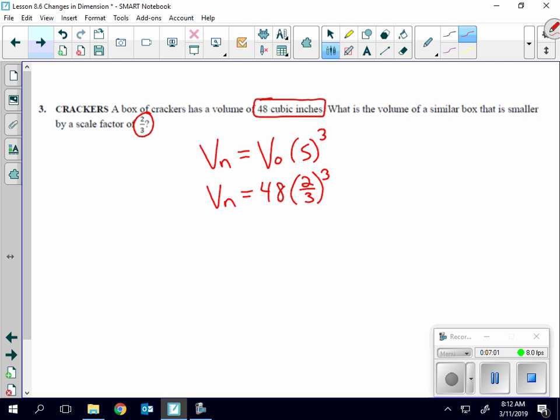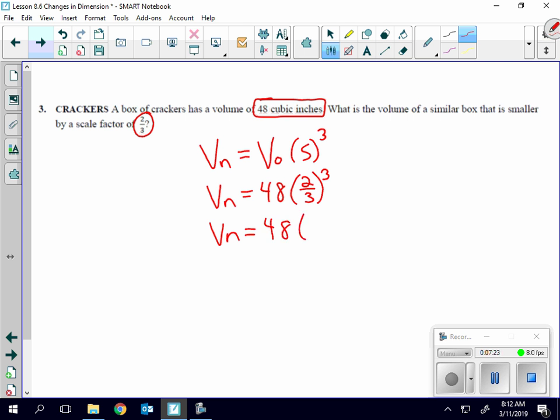All right, 2/3, you can just do it on your calculator as 2 divided by 3. And then don't clear it, just raise it to the third power. And then we can round that, that's fine. I'm going to do it 2 ways. I'm going to round, and then I'll show you a different way as well.